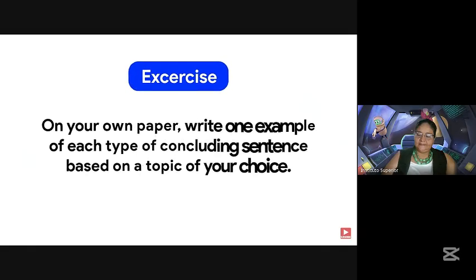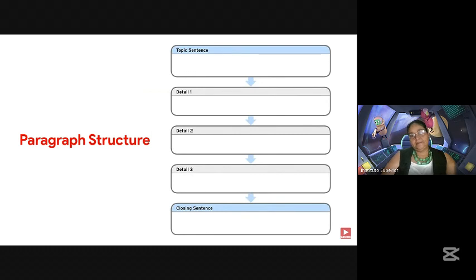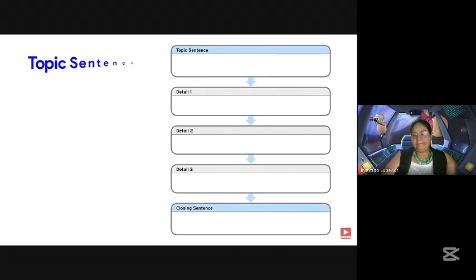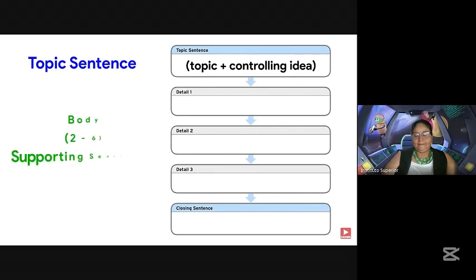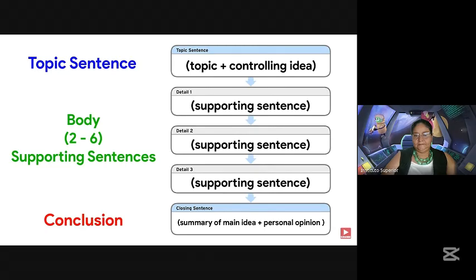Exercise. On your own paper, write one example of each type of concluding sentence based on a topic of your choice. The following illustration shows how a paragraph looks. Topic sentence, containing topic and controlling idea. Body, containing 2 to 6 supporting sentences. And conclusion, containing the main idea plus personal opinion and concluding sentence.